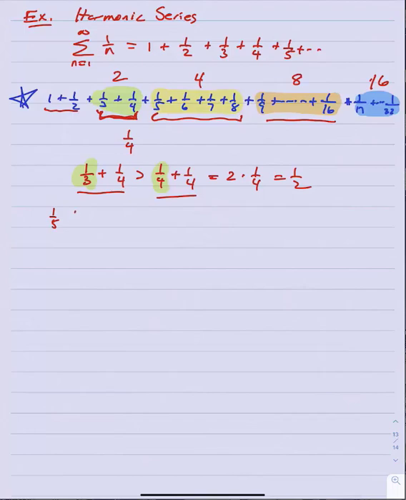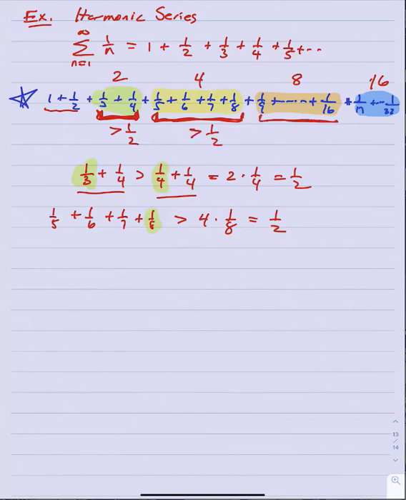Okay, what about 1/5 plus 1/6 plus 1/7 plus 1/8? What's the smallest of those 4 numbers? It's the 1/8. So it should be clear from what I did on the line above that the sum of those 4 is greater than 4 times 1/8, since each of those 4 is greater than or equal to 1/8. And in particular, that's 1/2. So if you see where I'm going, this little mini block right here has to be bigger than 1/2. This little mini block with the 4 terms has to be bigger than 1/2.